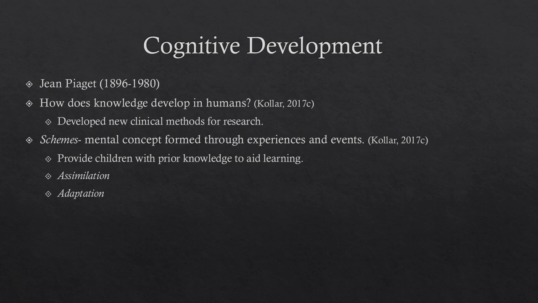There were really two ways that this occurred. One was through assimilation. First, what children would try to do is understand new things in terms of schemes that they already know. And then if they couldn't make new information work with existing schemes, then they would do what's called adaptation, or they would adjust their older existing schemes to fit with new information.